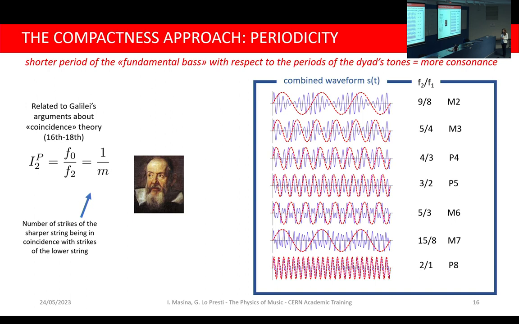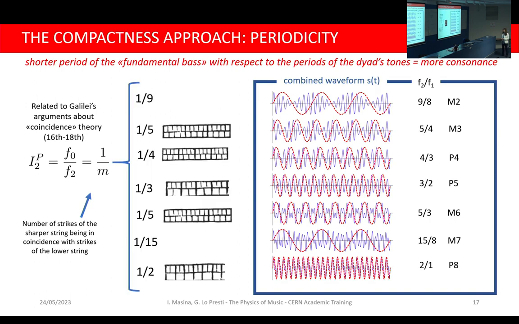And Galileo, with his huge physical sense, did not speak of F0, fundamental bass, but nevertheless it came out in the Discorso su due nuove scienze, with the number of strikes of the sharper string being in coincidence with the strikes of the lower string. He was the son of a famous lutist, so he was very friendly with this kind of thing and with how strings were solicited. And here are the results of this 1 over M. For instance, M is the upper one, so it's the numerator. So you have 1 over 9, 1 over 5, 1 over 4, well, nice.